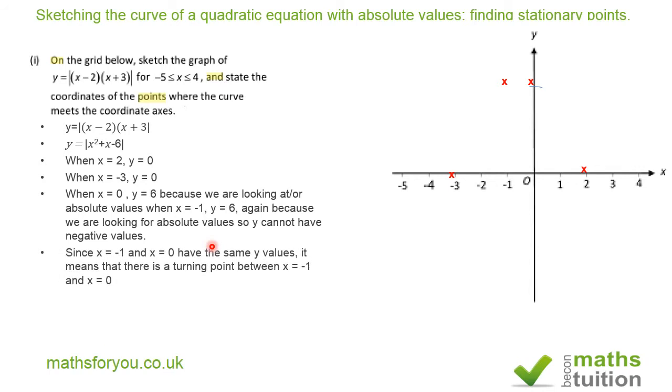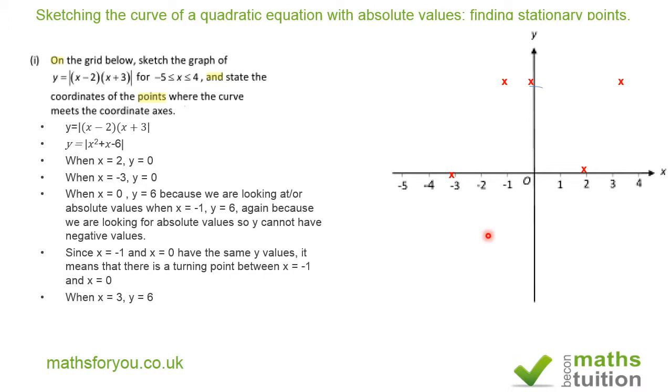The next one: if we have a look at the values for x equal to minus 1 and x equal to 0, they both have the same y values, which suggests to me that somewhere in between there's going to be a turning point, if that makes sense. I'll do that in the next slide. Now if x is 3, y is 6, which is up there.